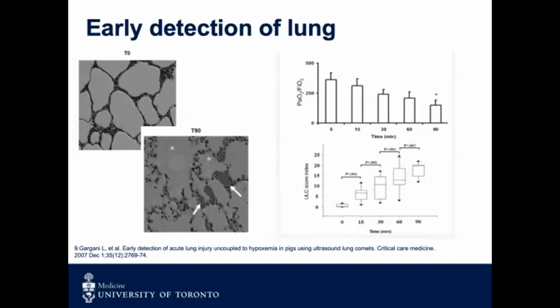Specifically, these lung comets were statistically significant at 15 minutes. Static compliance was also statistically significant at 15 minutes and was reduced, which is what we would expect in ARDS. The PF ratio did not drop to a statistically significant point until 90 minutes. So we can conclude that lung ultrasound can be used as an effective tool to detect lung injury earlier than clinical signs like a drop in oxygenation.